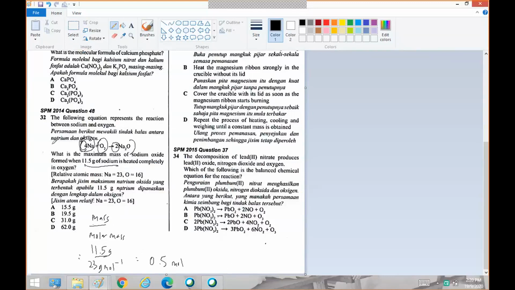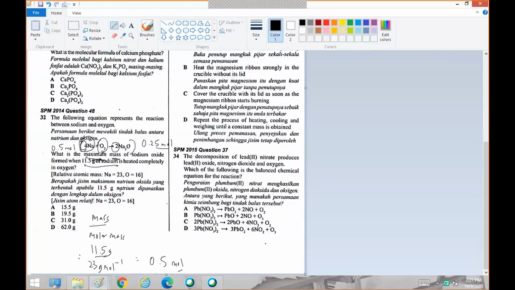So you have 0.5 mole of sodium over here. How many moles of sodium oxide are you going to make? Since 4 produces 2, you just divide by 2. So 0.5 divided by 2, you end up producing 0.25 moles of sodium oxide. Now we have to find the mass though. And they write maximum mass because sometimes you won't get exactly the amount, maybe the sodium doesn't actually react completely.